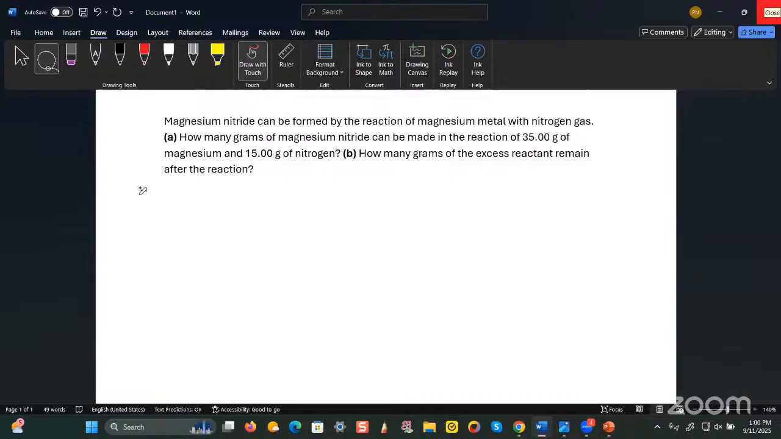So what's the first thing you would do in order to answer this question? Anybody? What's the very first thing you would do to answer this question? Okay, the equation. So what are the reactants, based on the information provided? Magnesium and what? Hydrogen? Nitrogen. What's the formula for nitrogen gas?